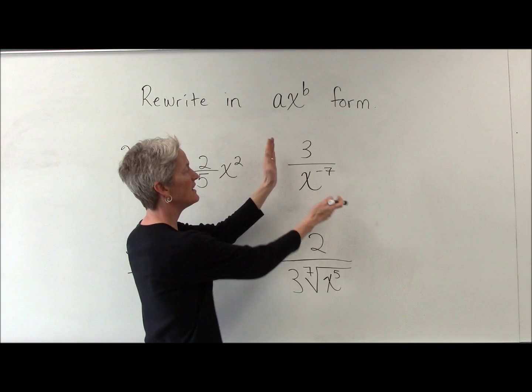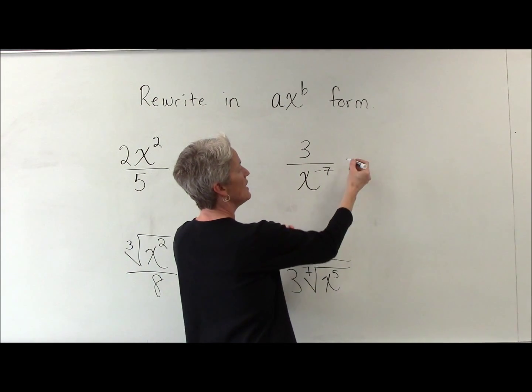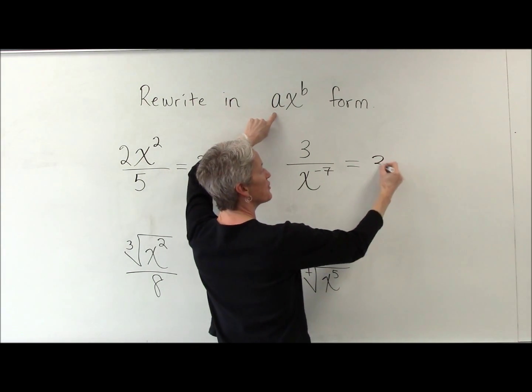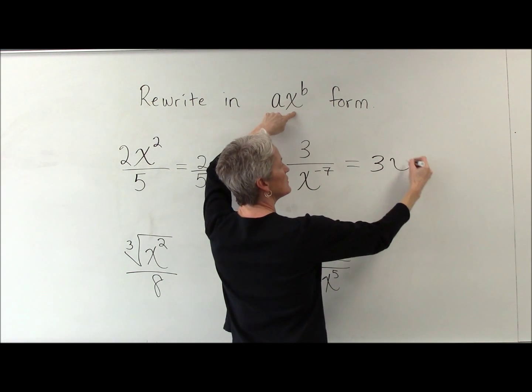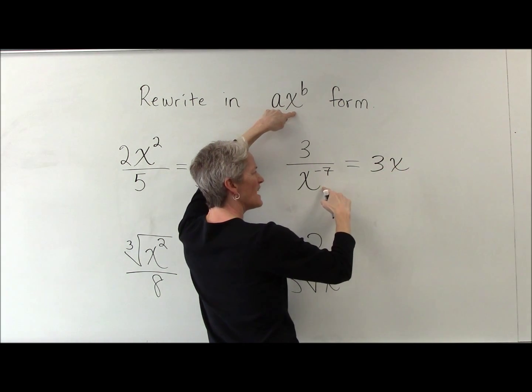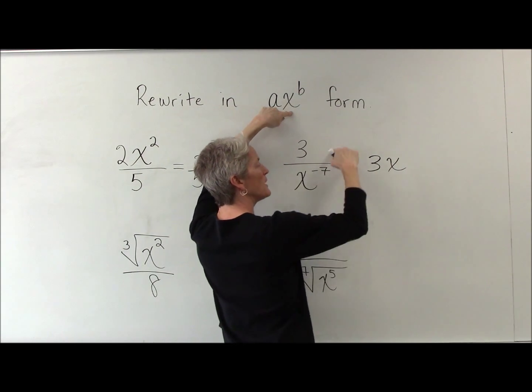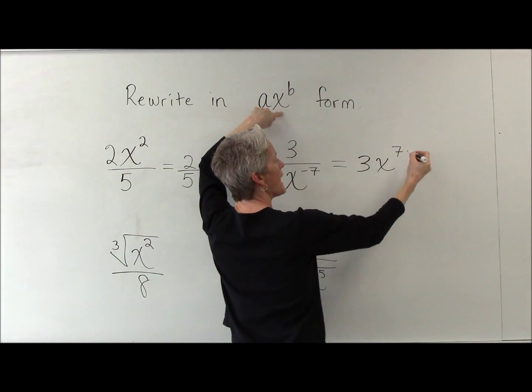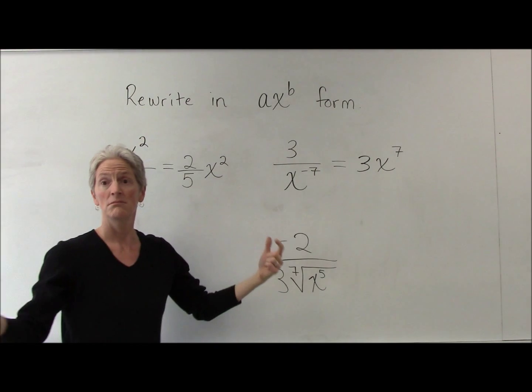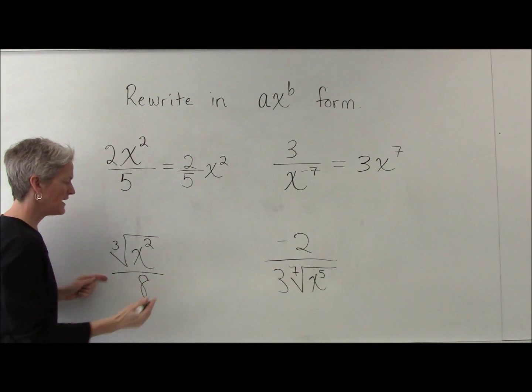Now, let's rewrite this in the form a times x to the b. All right, the coefficient is my 3. I want an x. That means this guy needs to come upstairs. When I bring it upstairs, that's going to become a positive exponent. Beautiful. That works? Yeah.